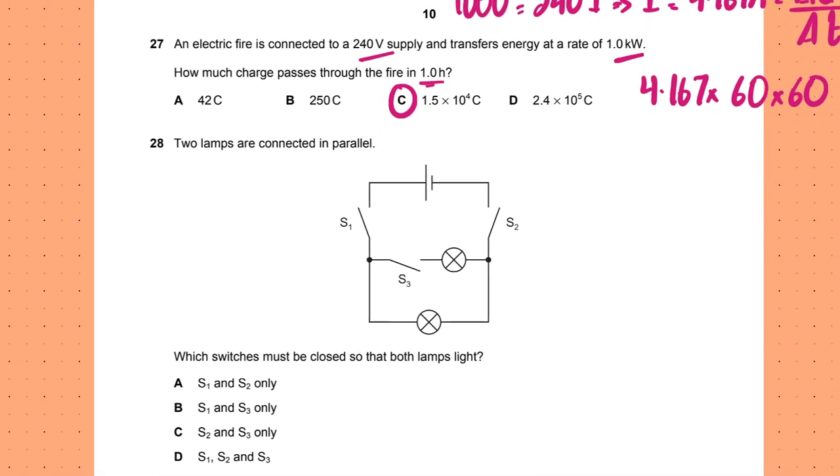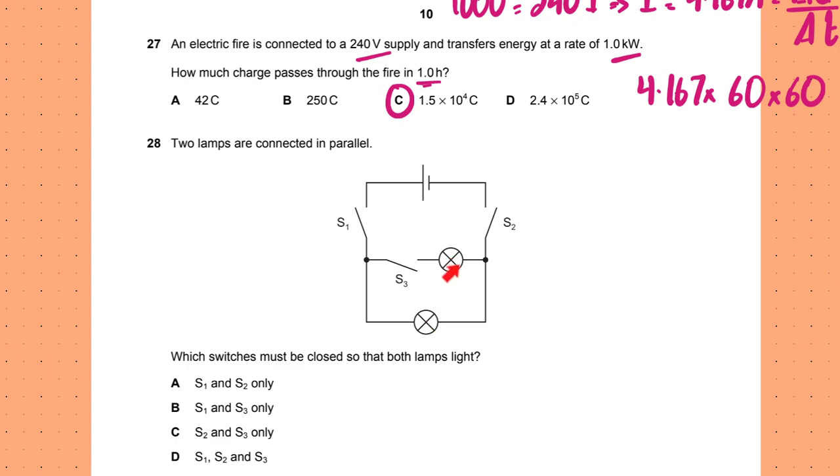Two lamps are connected in parallel. So there are these two lamps. Which switches must be closed so that both lamps light? So for this and this to light up. Now obviously this one must be closed, right? So any option that does not have S3 is wrong. So A is wrong, because S3 needs to be closed so that current flows into this loop. And S1 and S2, if you think about it, they must also be closed for there to be a complete loop so that current goes through the bottom lamp. So S1, S2, S3, all of these need to be closed.